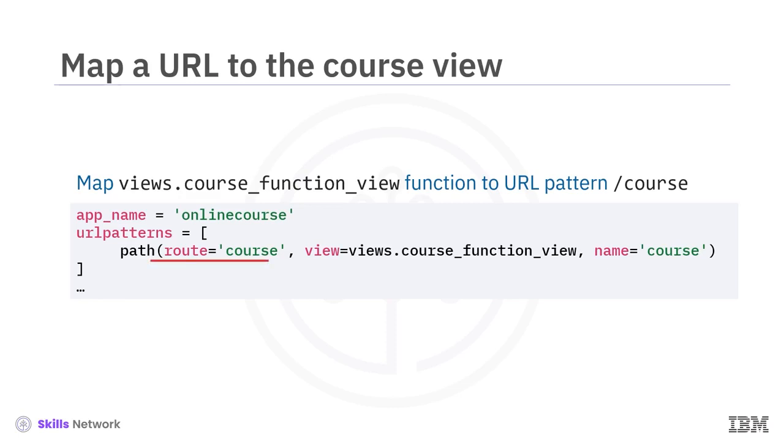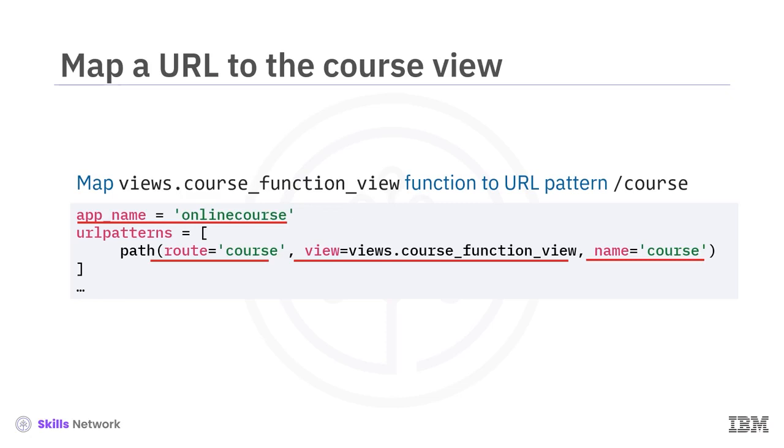Then add a path object with the first argument route, which specifies a URL pattern. Django will compare the requested URL against each pattern in the URL patterns list. The second argument is the view function we defined in the previous slide. The name argument lets you refer to the view from other places in Django, so you can change the URL as often as needed and use the reference name to refer to the URL pattern.